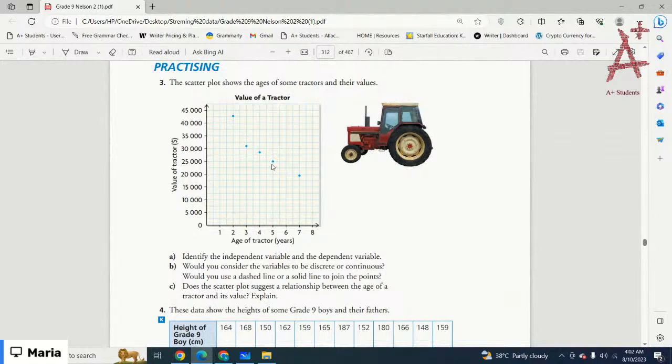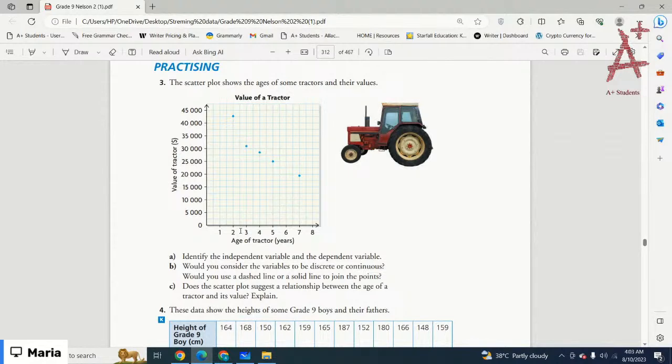The variables would be continuous, as both the age and the value do not change in discrete intervals. You can see they are changing in different intervals. Earlier it was just 2, then it is 3, so that means we would use a solid line. The dependent variable would have to be the value of the tractor. The value is the dependent variable, and the value depends on the age of the tractor.